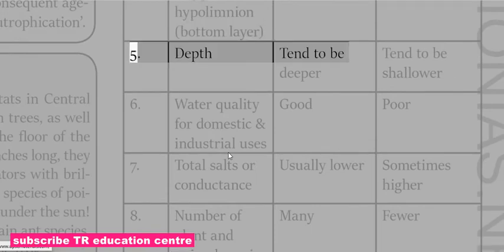5. Depth: tend to be deeper, tend to be shallower. 6. Water quality for domestic and industrial uses: good, poor. 7. Total salts or conductance: usually lower, sometimes higher. 8. Number of plant and animal species: many, fewer.